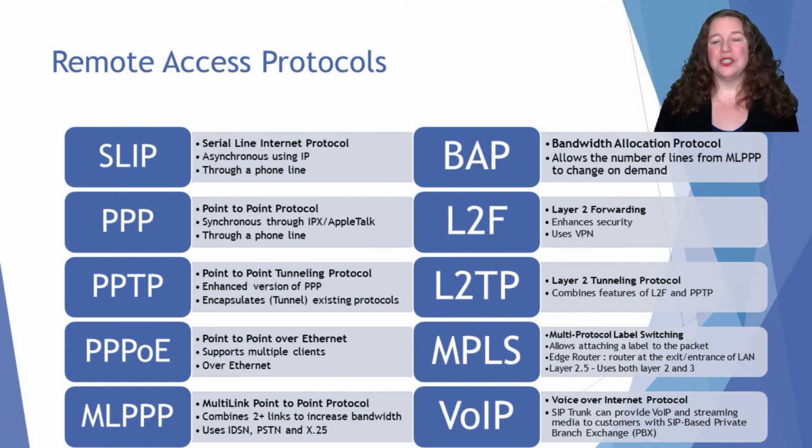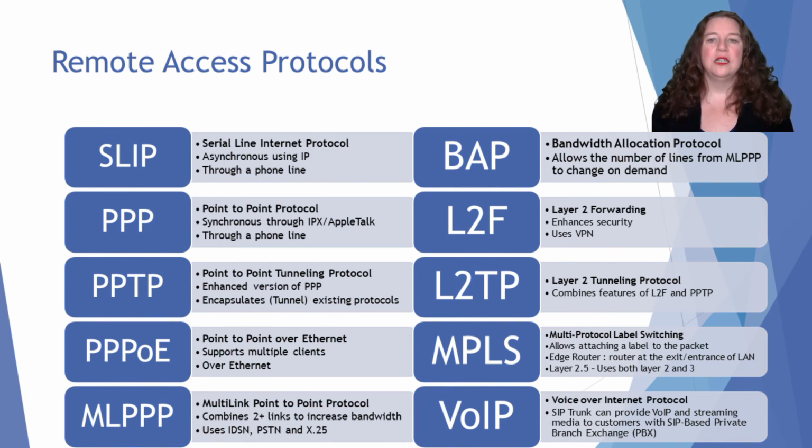The last one, of course, is our voice over internet, which we beat to death in a previous chapter, so we're definitely not going to fight this too much. At this point, we simply talk about the session initiation protocol trunk line that can provide the voice over IP and streaming media to customers with that session initiation protocol based private branch exchange, or PBX. So if you have a PBX that's session initiation based, then you can use an SIP trunk protocol to use that with your voice over IP.